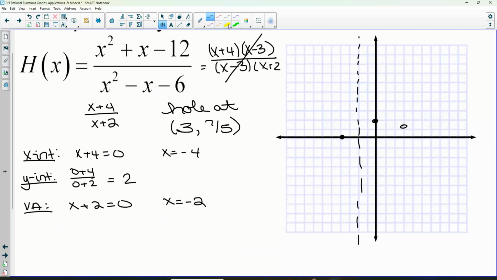Horizontal or oblique. So if we divide x squared over x squared, what do we get? 1. Horizontal: y equals 1. Do I need test points? No, I can tell right now this is below my horizontal asymptote, so just make sure as you draw your curve it is getting closer.